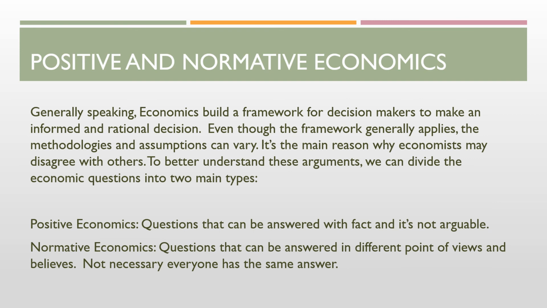Lastly, in the chapter, we have a discussion about why sometimes economists might disagree with others. To be honest, the main reason why economists disagree with each other is mainly because they are answering different questions. There are some questions that economists do not disagree on, and those are called positive economic questions. Those are questions that we can prove by facts or calculate, and there is only one definite answer that cannot be argued.